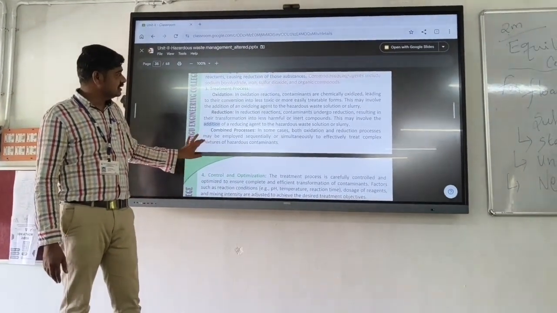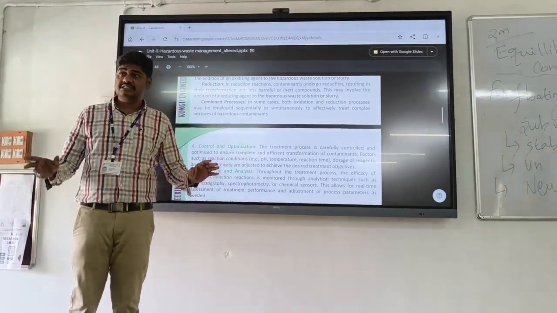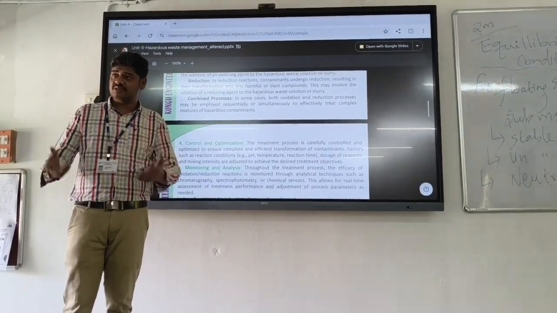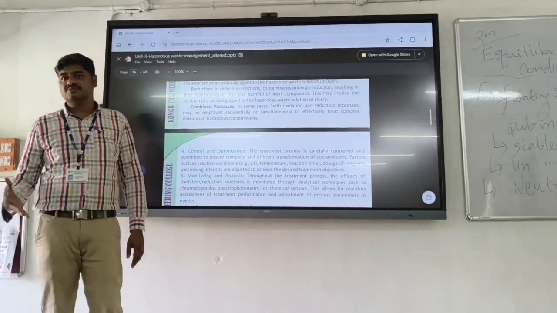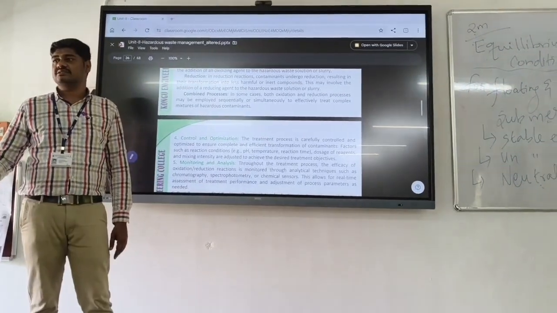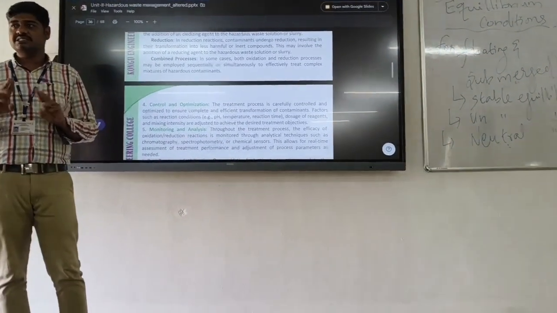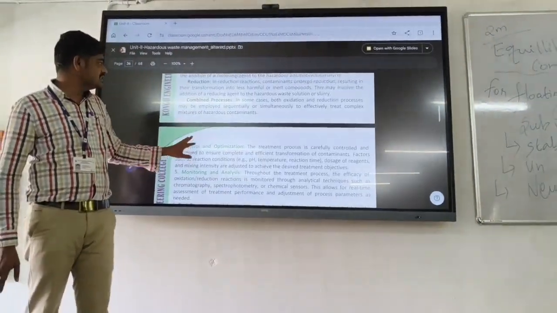Oxidation and reduction is a combined process. Both reactions take place simultaneously. If one substance donates electrons, another substance accepts those electrons, so both reactions take place simultaneously. That is why we call it a redox reaction.